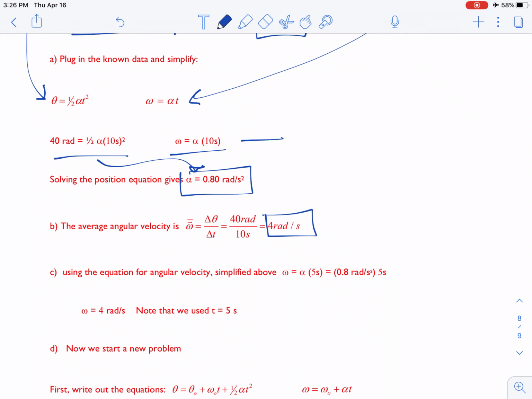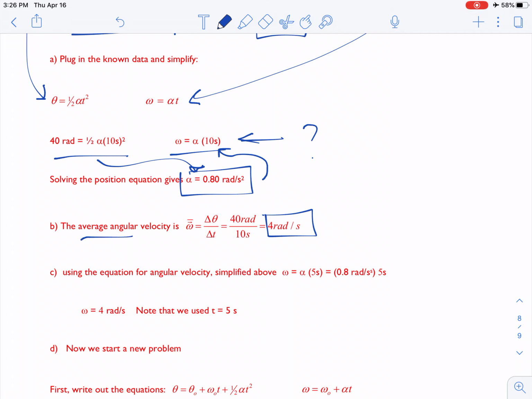Why can't I use this one? Be careful with that, okay? This is the omega at 10 seconds. That is instantaneous omega, okay? So if they were asking me to find the angular velocity at 10 seconds, that would be the instantaneous. Then I would use these two, right? Put this alpha in there, multiply by 10, and I would get 8 radians per second for the omega. But they're not asking that.